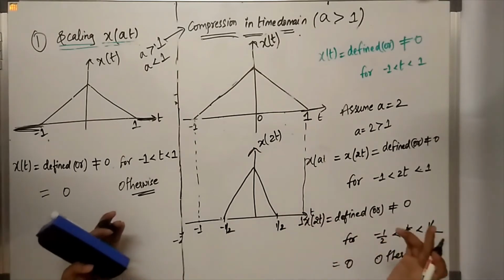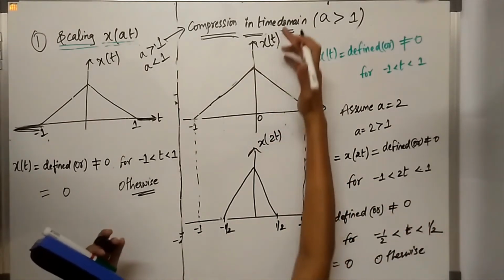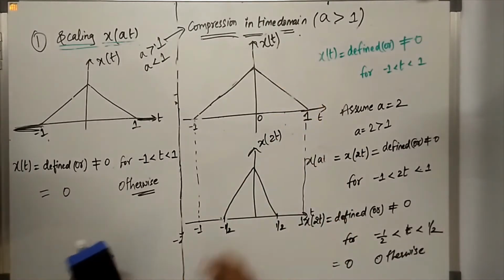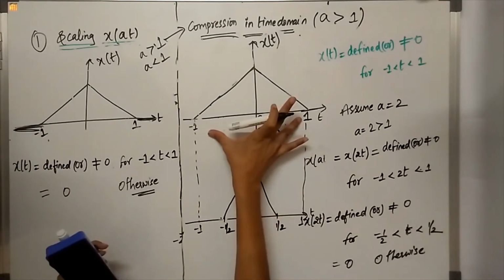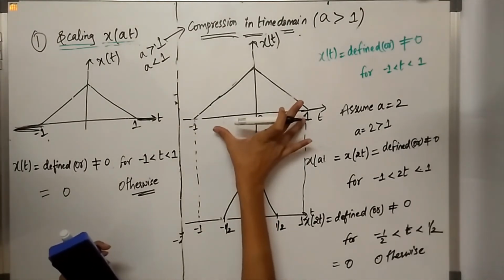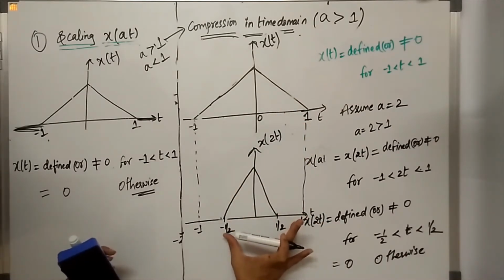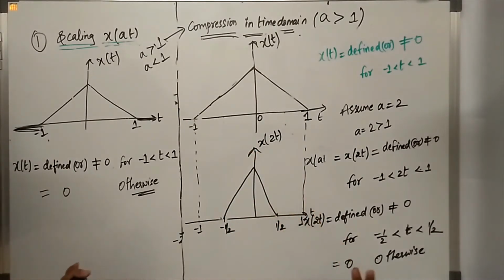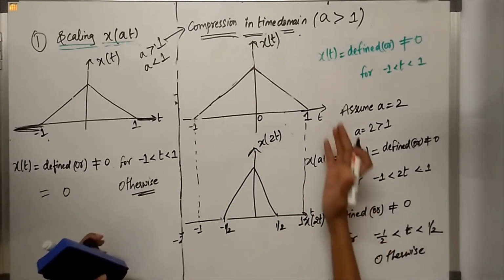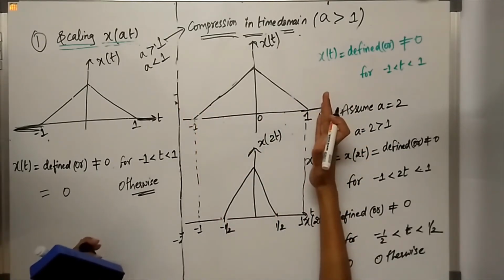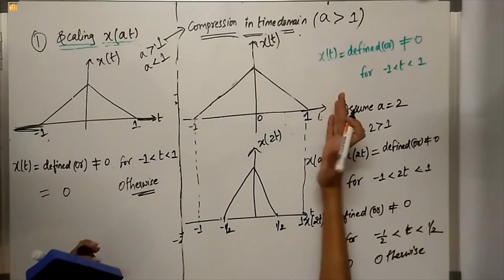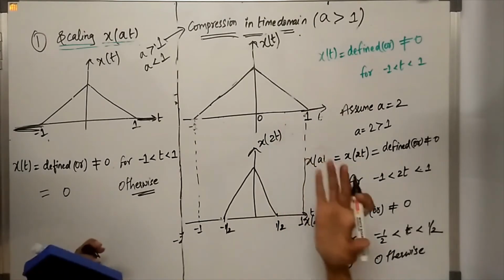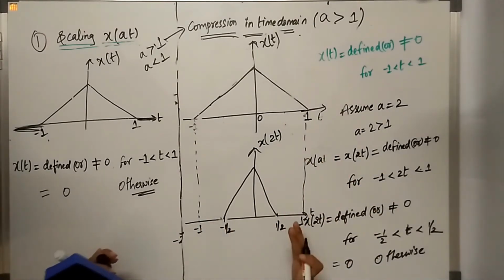Now what observations do we find from both of these diagrams, x of t and x of 2t? We can see the shape of the signal x of t is maintained here, right? The shape, increasing slope, decreasing slope, increasing slope, decreasing slope, has been maintained. The only difference is that here t is varying from minus 1 by 2 to plus 1 by 2, and here t is varying from minus 1 to plus 1. That is, x of t is defined in between these intervals, and x of 2t is defined only between the intervals minus 1 by 2 to plus 1 by 2.